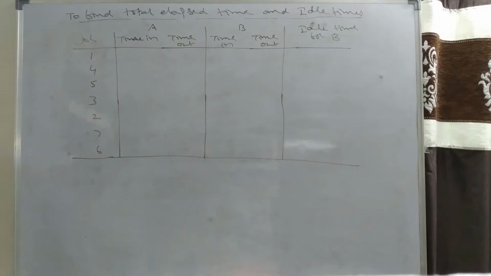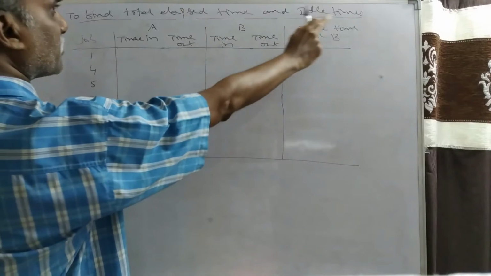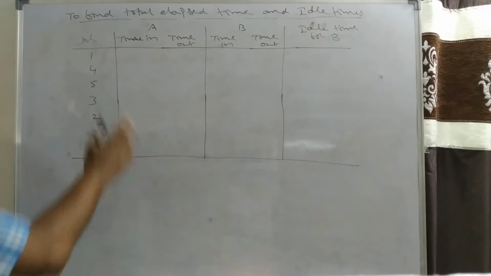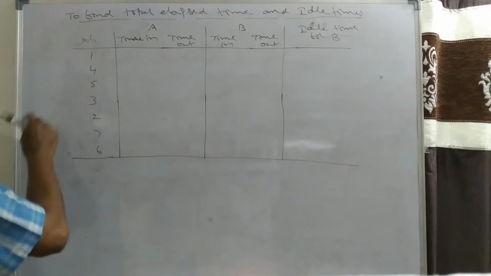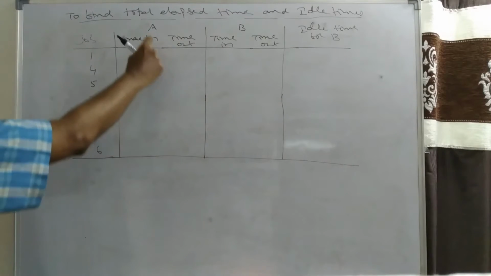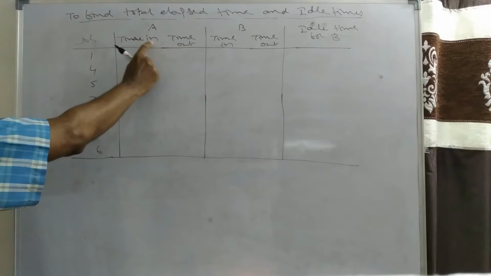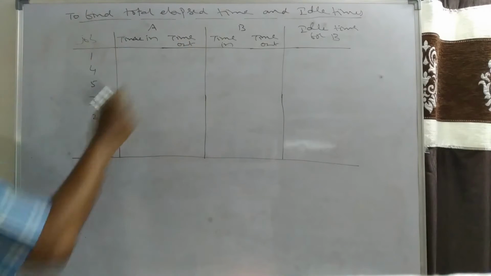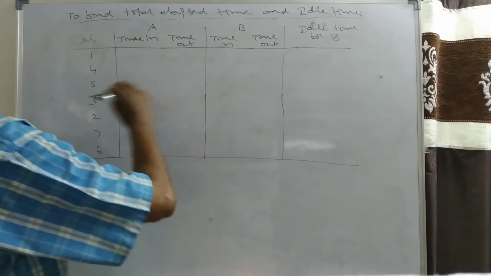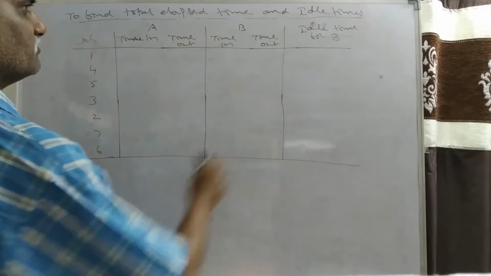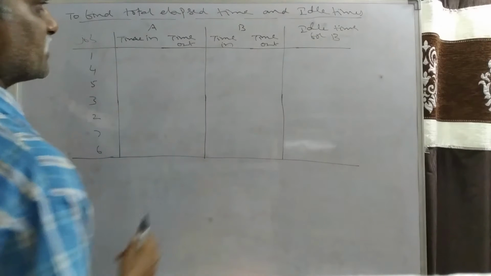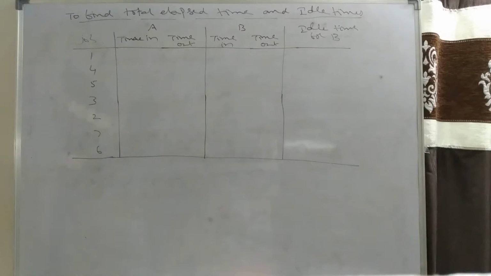Right. Now to find total elapsed time and idle times for missions, consider this table. First column, job sequence. Second column, mission A, time in, that is starting time, time out, that is completion time on mission A. Similarly for mission B, time in, starting time, time out, completion time. Fourth column, idle time for mission B. So here we have multiple optimal sequences.